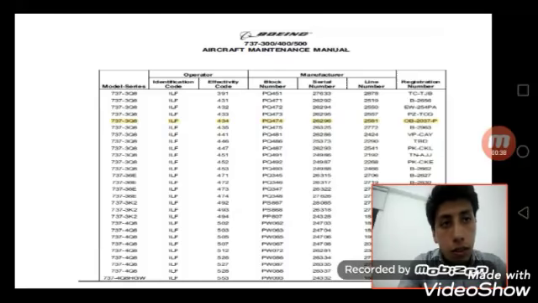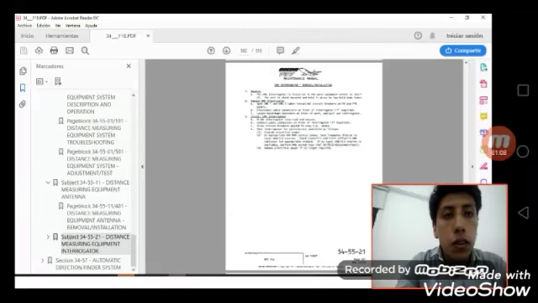In this picture, we can see the registration number Oscar Bravo 2037, and we can see the effectivity code. This information is given by the operator and manufacturer. Well, when we have found this, we start the search for information about the system.